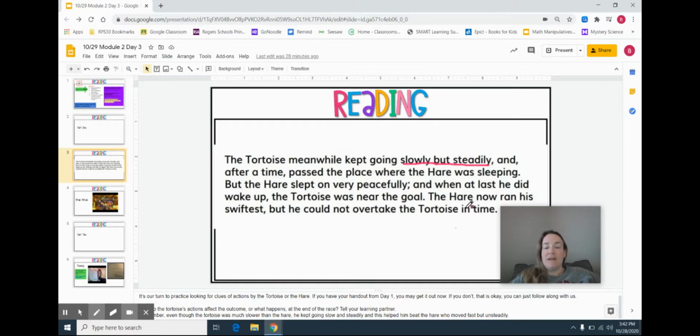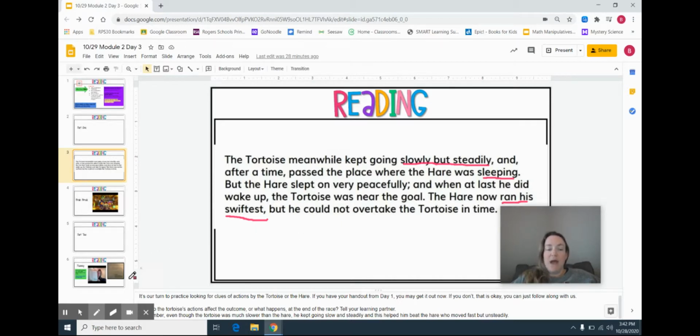If you said that he was sleeping, you're right. That was one action by the hare. He also ran his swiftest. Remember, swiftest meant fastest, but he could not overtake the tortoise in time.